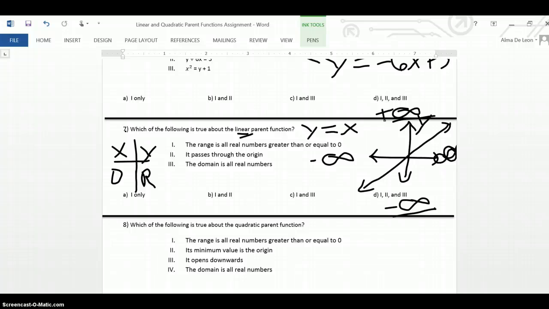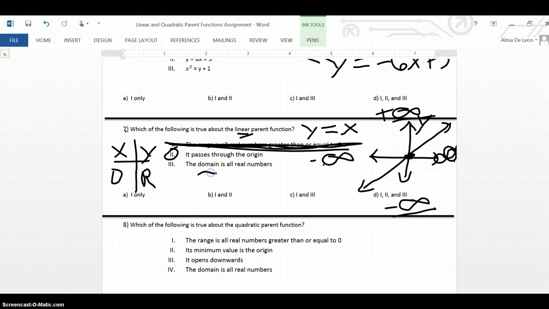So the linear parent function, its range is all real numbers. It is not just from 0 to infinity. So it's not 1. It does go through the origin. So here's the origin. And the domain is all real numbers. Well, if we look at the domain, we can see that we're going from negative infinity to positive infinity, right?